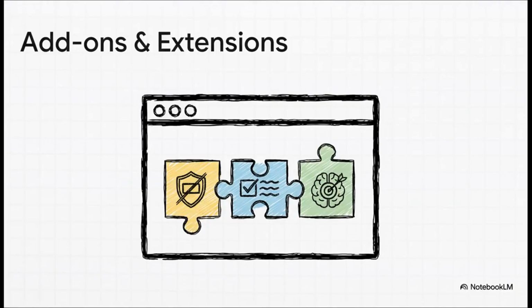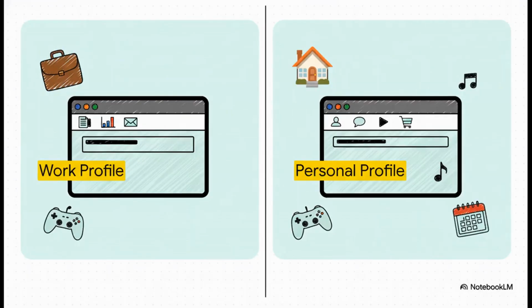Just think of them like little apps that live right inside your browser. You can add powerful ad blockers, grammar checkers that proofread your emails, or even tools that help you focus by blocking distracting websites. Now, this is a total game changer if you use one computer for everything. Browser profiles let you create completely separate worlds. One for work with all your work bookmarks and logins, and another for your personal life. No more mixing your work reports with your weekend getaway plans. It keeps everything neat and tidy.